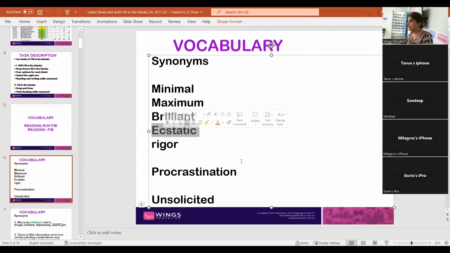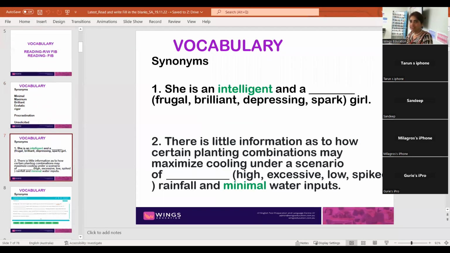The point with vocabulary is if you don't know the meaning of a word, you will be struggling in the real test. So let's see how vocabulary helps you. I'm going to rush through this because most of my students have attended this class before, but I'm just recording for those who are missing it. She is an intelligent and what kind of girl? So intelligent and some word here should be synonyms. Synonyms means words with similar meaning. So what's the answer? Brilliant.